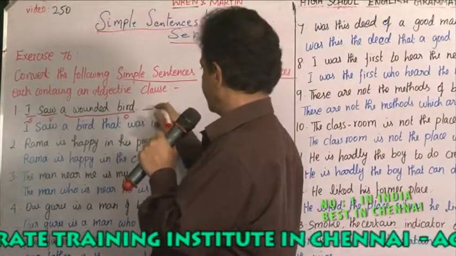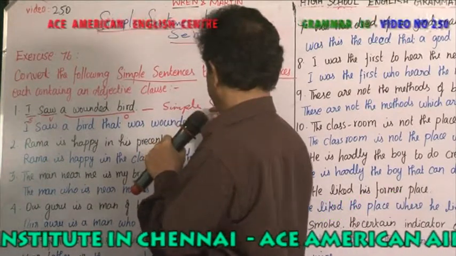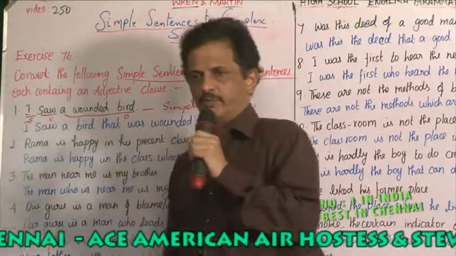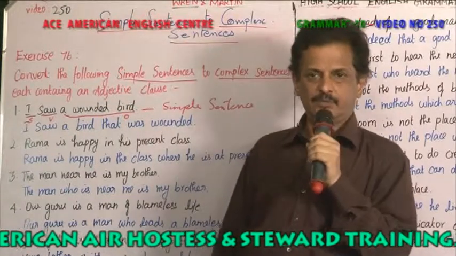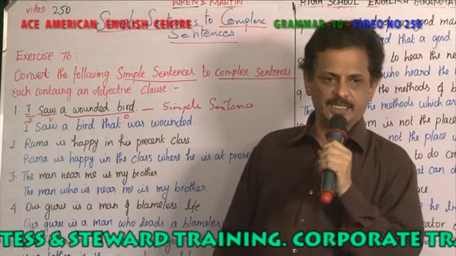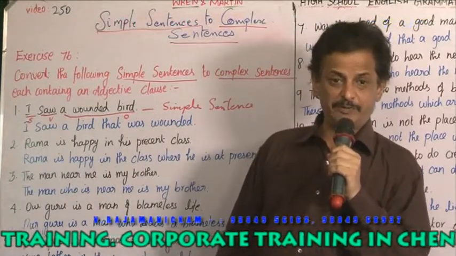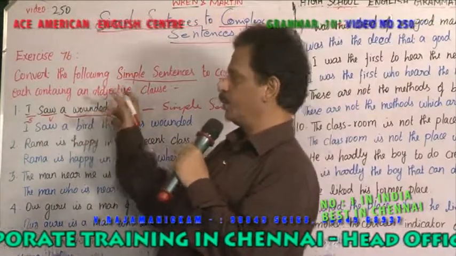So it is a simple sentence. Why do you call it a simple sentence, sir? Because there is only one verb. Saw is the only verb. A wounded bird. Of course, wounded looks like a verb, but it is not a verb. It is an adjective. Right? A wounded bird, a married man. What type of man? Married man doesn't mean that married is a verb.